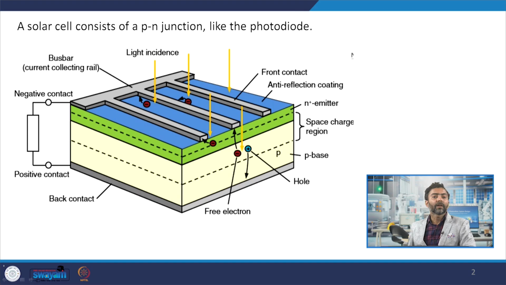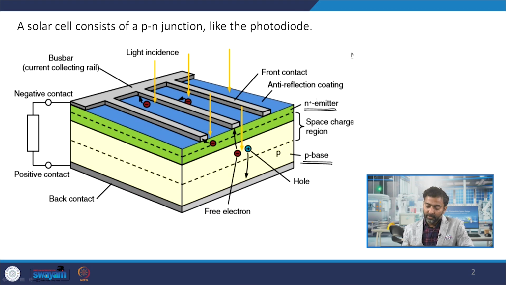And as you very well understand now, a solar cell consists of a p-n junction, just like the photodiode, and the entire so called quote unquote magic of the solar cell happens around the p-n junction. So as we can see in this schematic diagram, there is this p base. You have the base material of the solar cell, usually we put it p type base material, and the n type semiconductor forms the emitter. So you have the base of p type semiconductor and you have the n type semiconductor as the emitter.